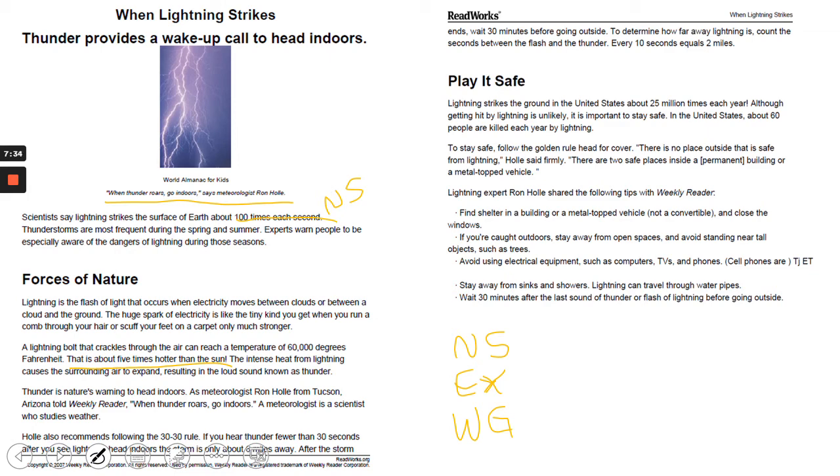I also noticed this word down here, they defined it for us, a meteorologist. A meteorologist is a scientist who studies weather. Well, that would be word gaps. They're teaching us really specific vocabulary that has to do with lightning and weather. So we found numbers and statistics. We found extreme or absolute language, and we found word gaps.